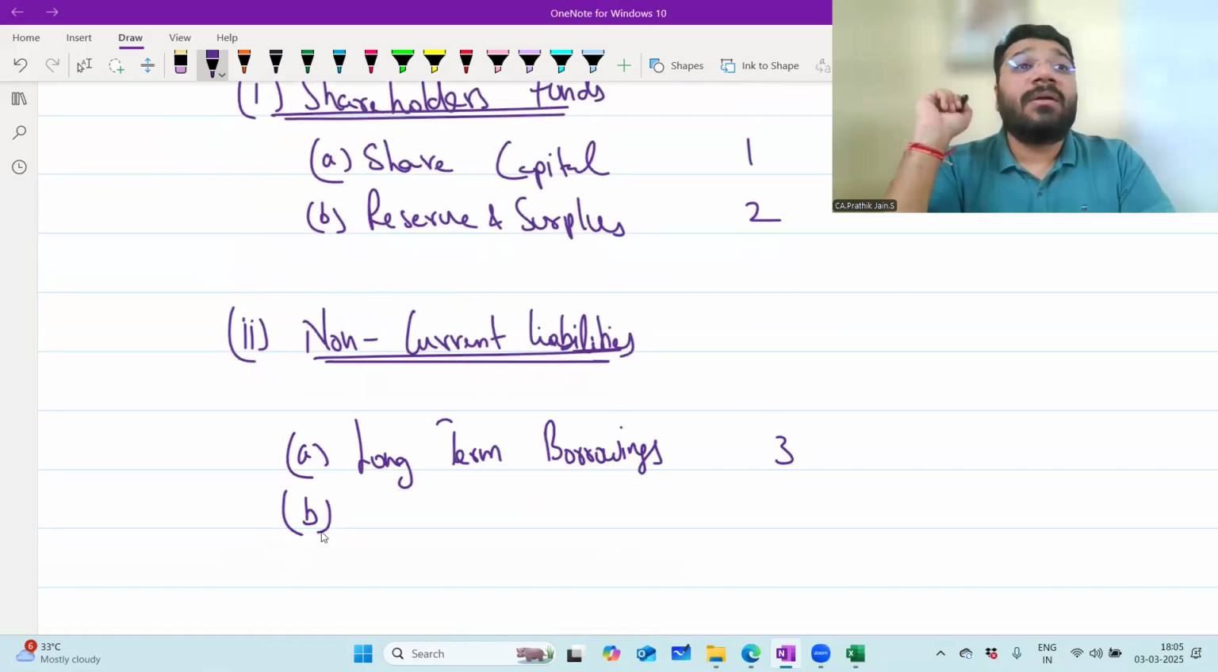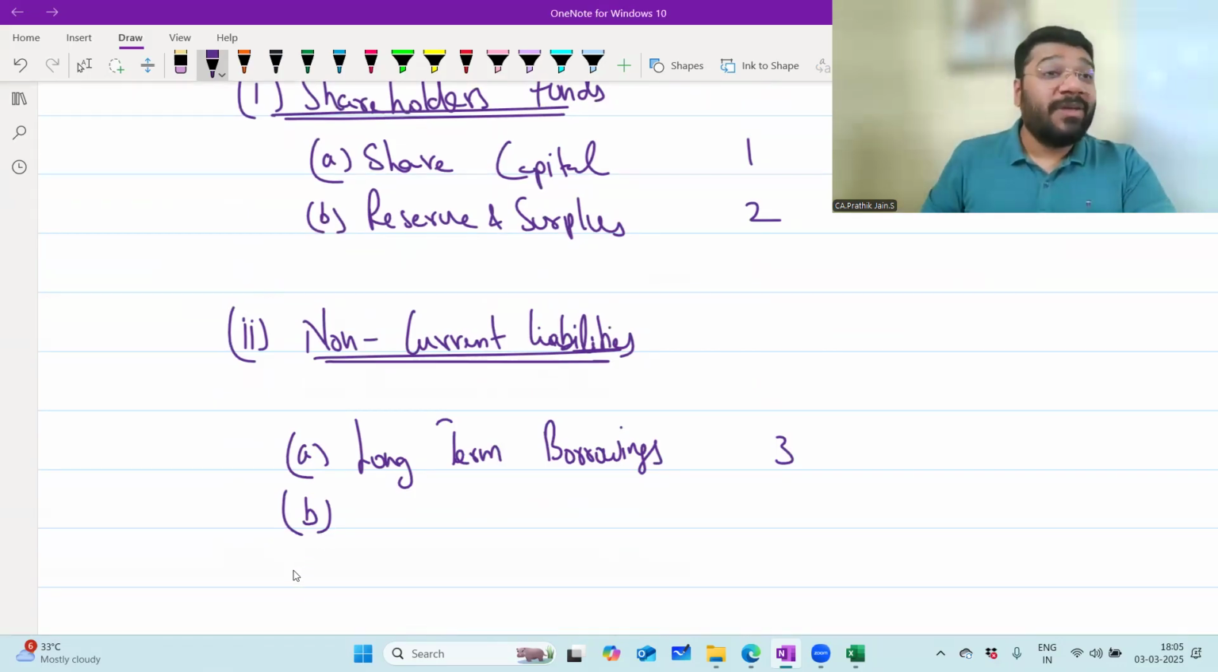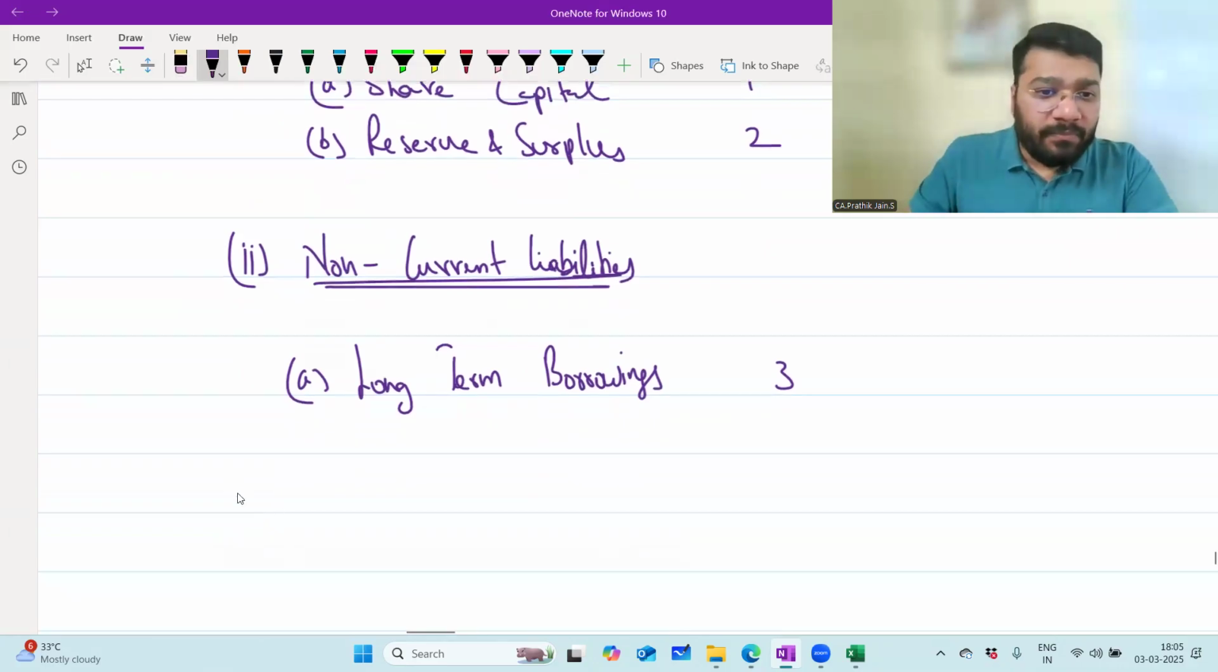Other long-term liabilities. Do we have any other long-term liabilities? Recollect, whatever we record in the trial balance, do we have any other long-term liabilities? No. Long-term provision? We have short-term provision. Long-term provision is not there. Online people, do you agree with me? Yes, sir.